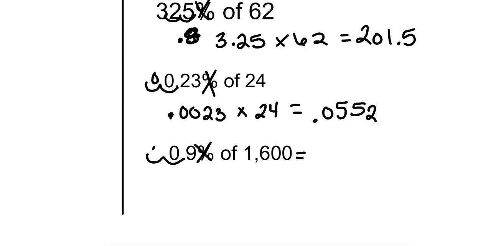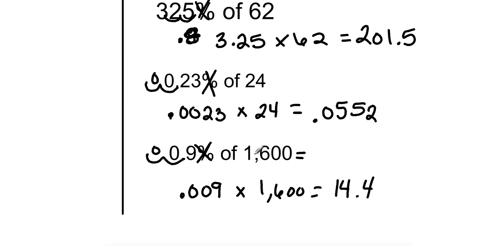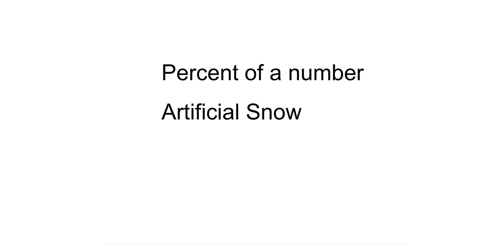Back it up. 0.009, 9 thousandths of 1600, gives me 14.4. So it's again a small piece of that 1600. So go ahead and begin the worksheet that's attached.